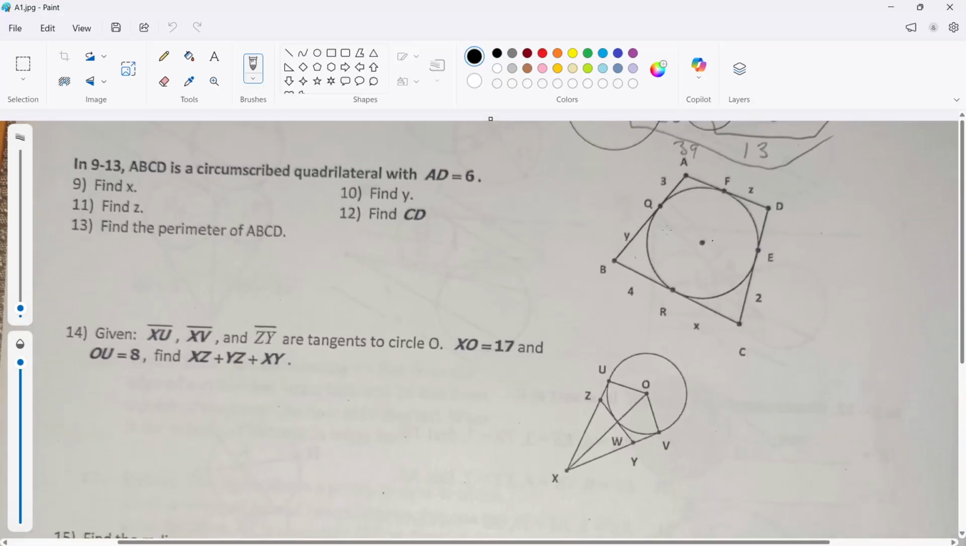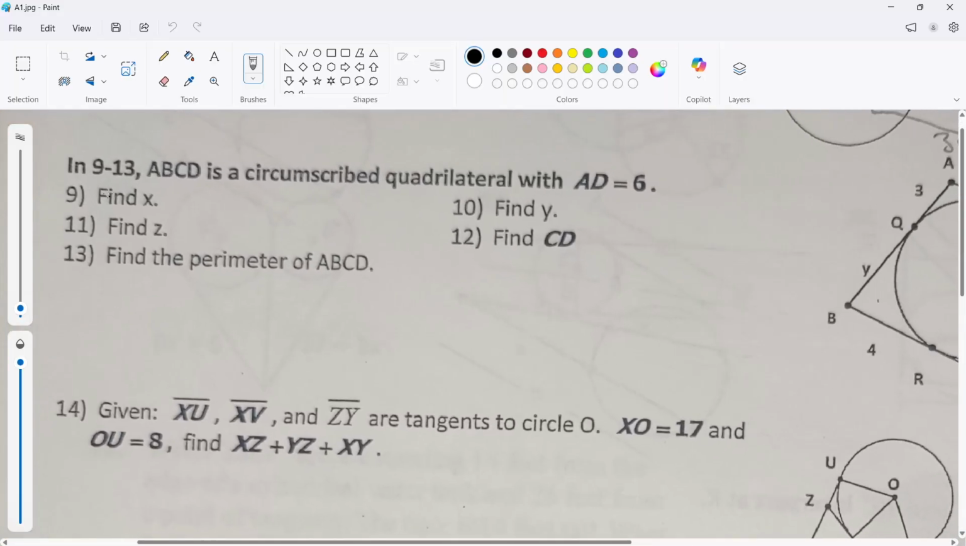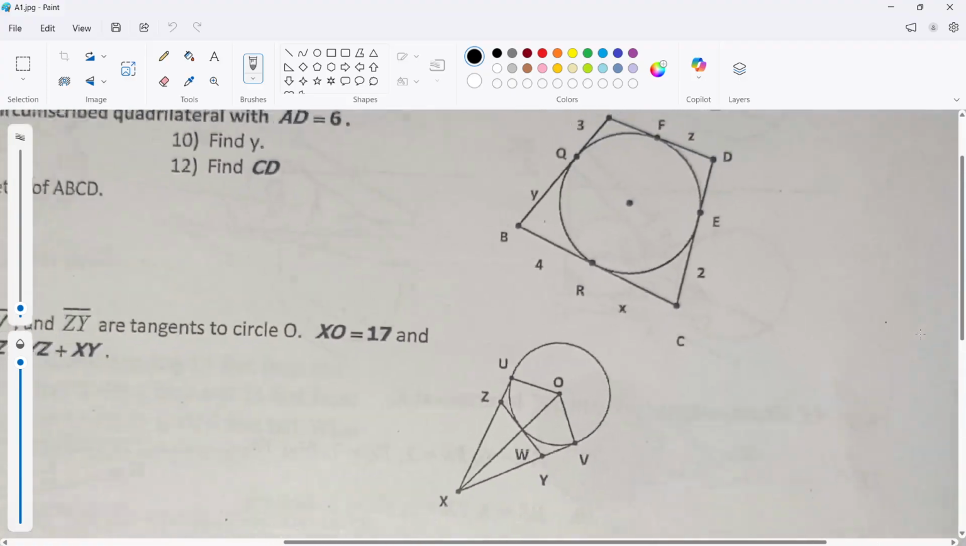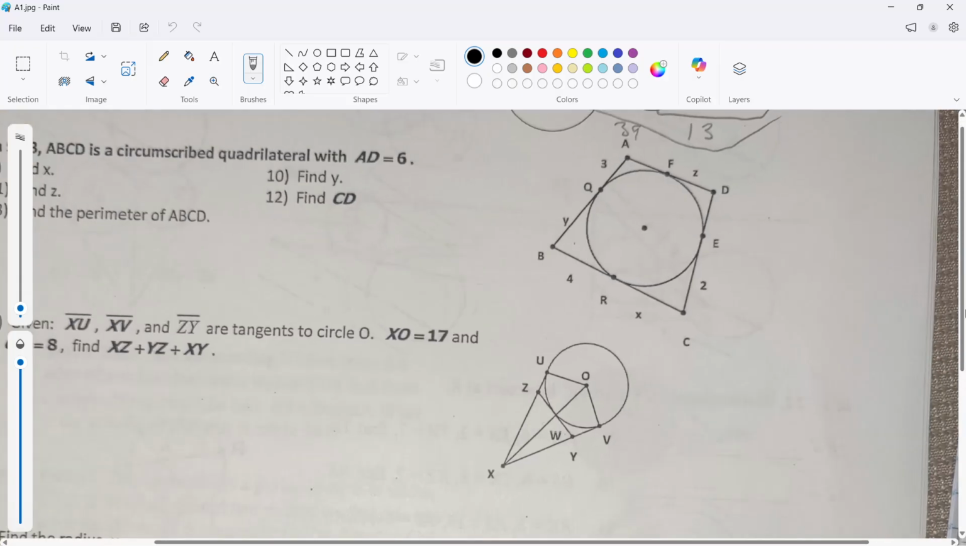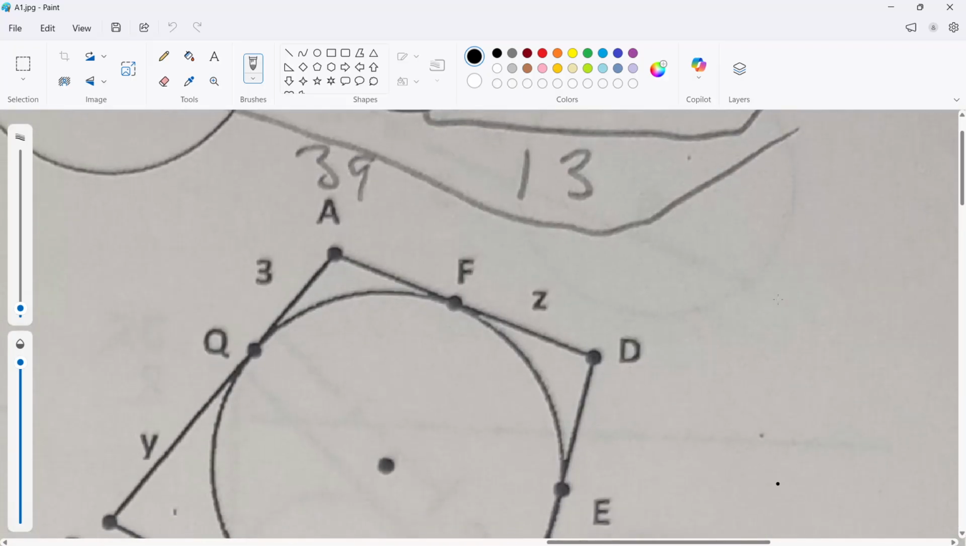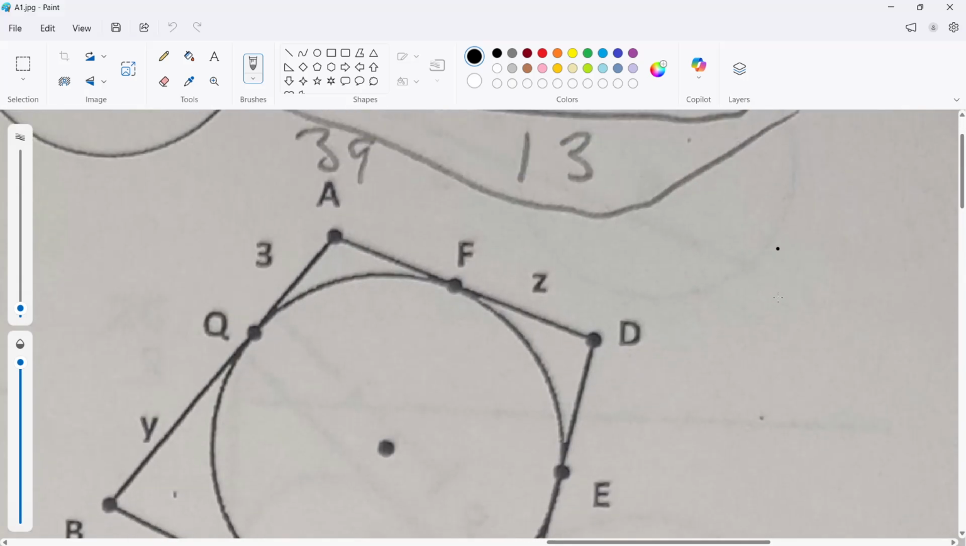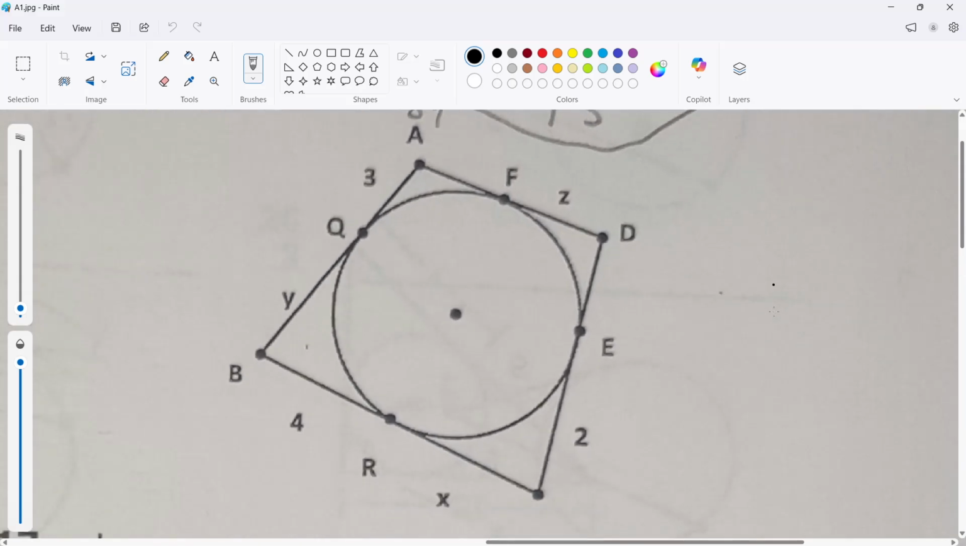All right, ABCD is a circumscribed quadrilateral with AD equals 6. Circumscribed means that the circle is inside it. Each side touches the circle in one point. So think about what that means. I've been trying to zoom this thing.